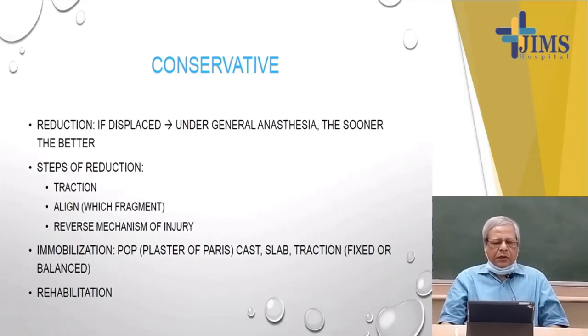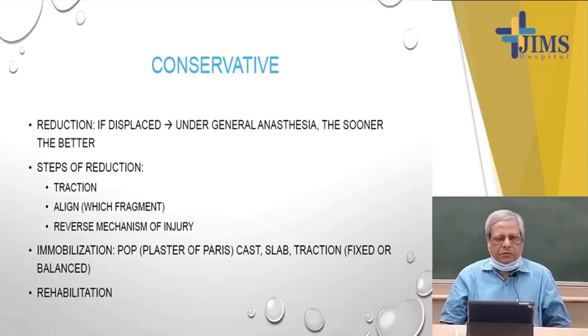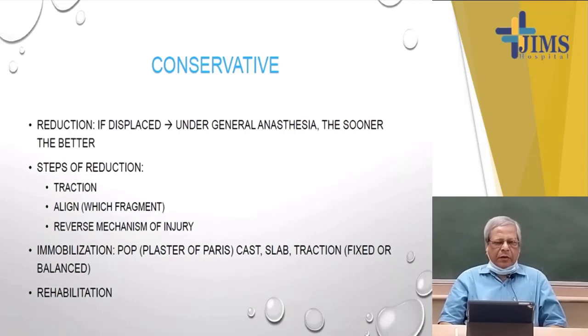Then we know for how long this plaster has to be kept. It's mostly about 6 weeks in upper limbs in adults and 12 weeks in lower limbs. In children, mostly 3 weeks in upper limbs, 6 weeks in lower limbs, double in adults.